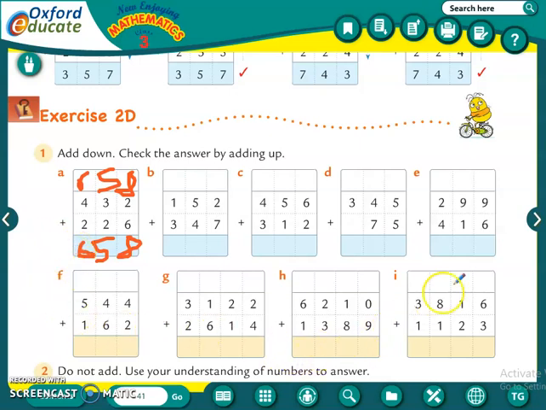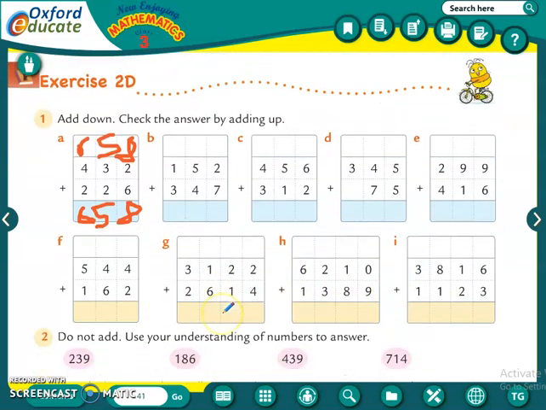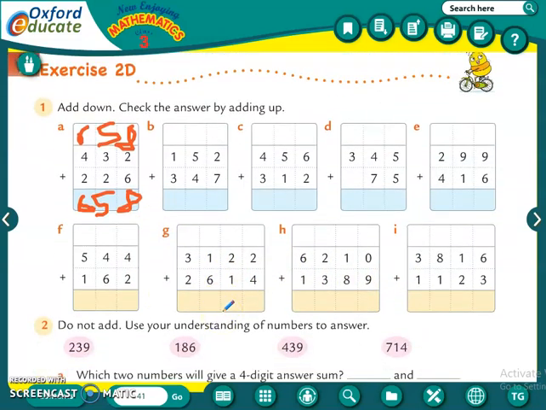So like this you have to do all these sums by yourself. I think some of you had done also, but those who had not completed this exercise, please do it in the textbook. All the sums you have to do in the textbook only.